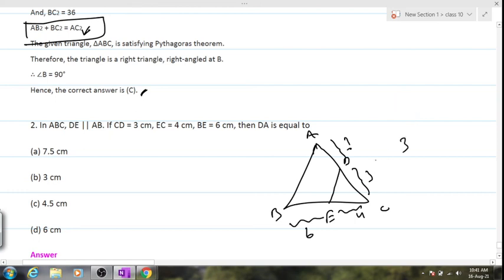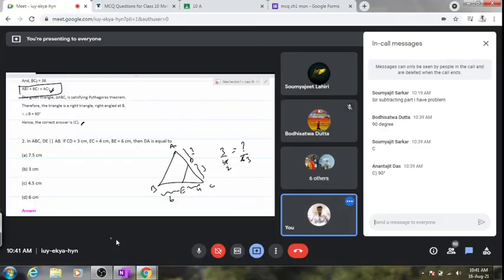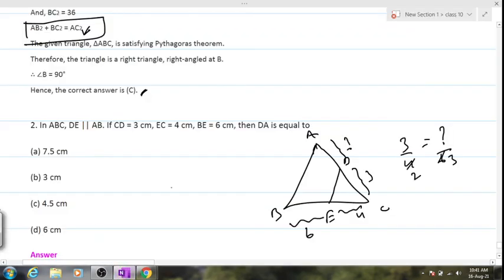So this by 4 is equal to question mark by 6. This is 2, this is 3. Can we say the option? Which one? 9 by 2. 4.5, 9 by 2. Very good.